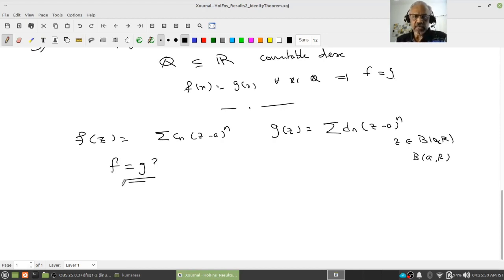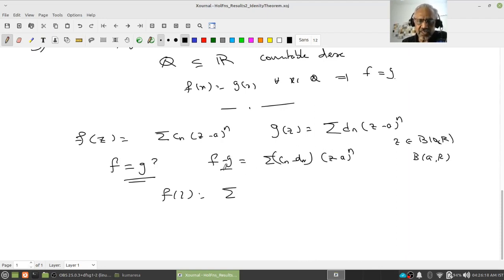So the obvious thing is I would like to say c_n equals d_n. But think of it in a slightly different way. For simplicity, notice that if I look at f minus g, that's again a power series, the sum of (c_n minus d_n)(z minus a)^n. Therefore, this being the zero function is the same as saying c_n minus d_n is 0 for all n. That means c_n equals d_n. Now suppose I assume this is on the disk D(0, r). Now I want to know when this is a zero power series.